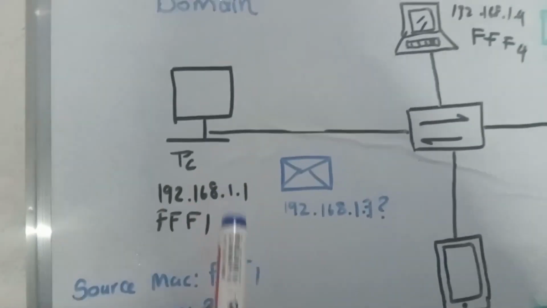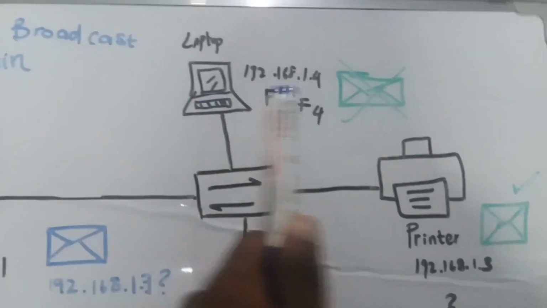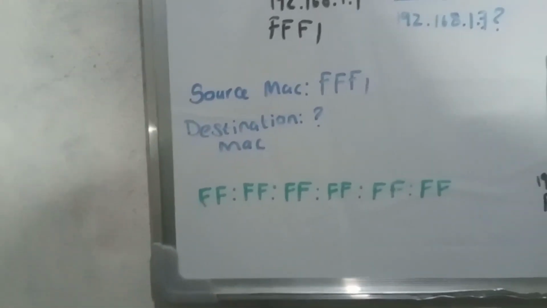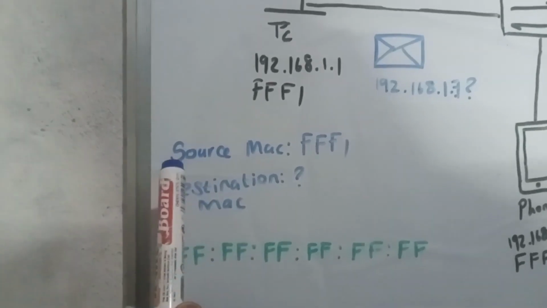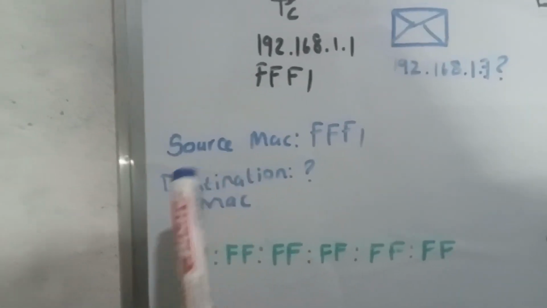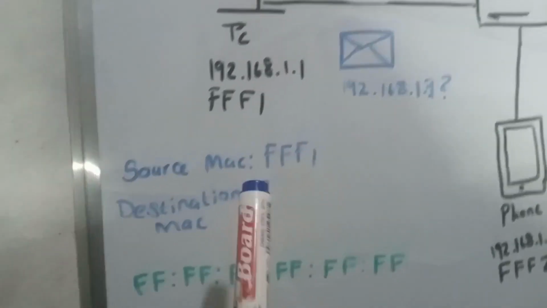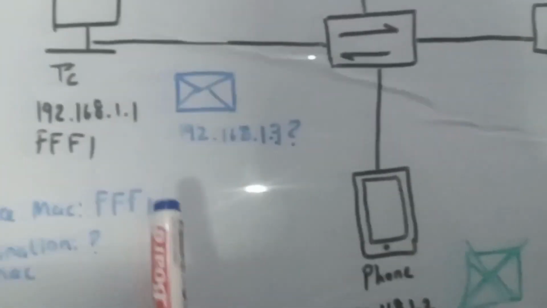Now, what it needs to do is send this message to all the devices, to the laptop, to the printer, to the phone. But there's a problem. There's a rule that states that there needs to be a source MAC address and a destination MAC address. But again, we do not know the MAC address. So what it can do is send multiple messages to each MAC address. But the problem is we'll miss out on the one that doesn't.